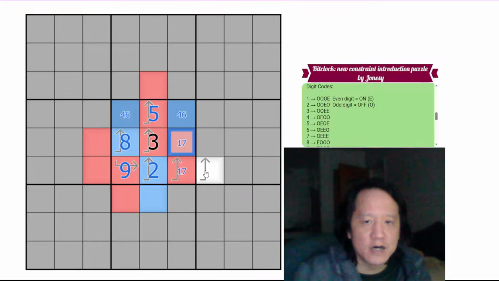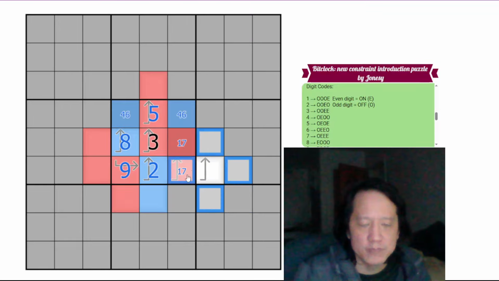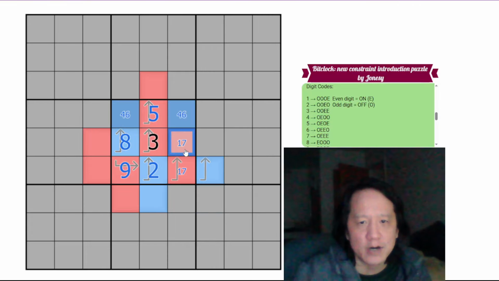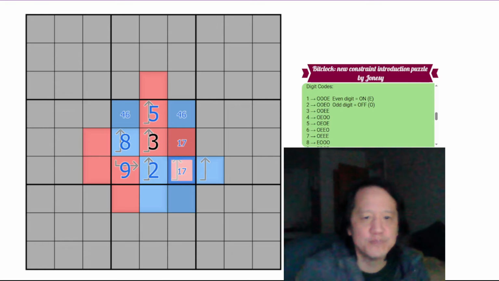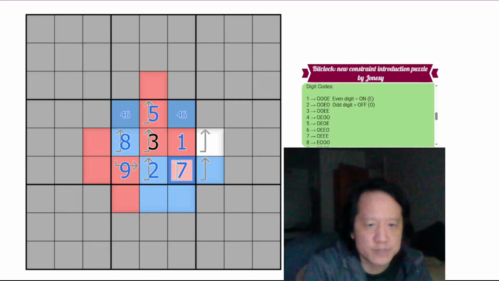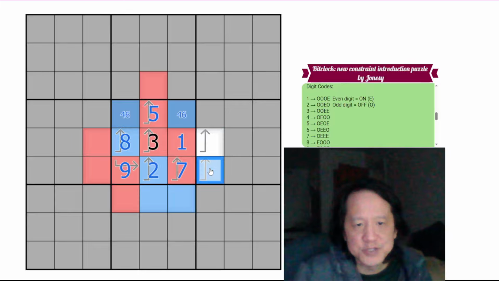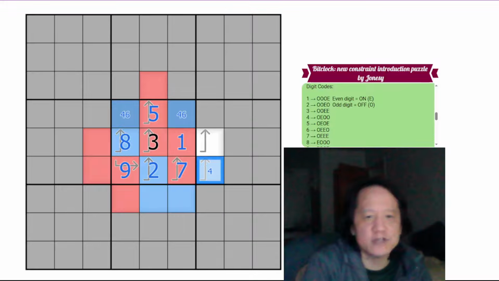1 is odd, odd, odd, even. 7 is odd, even, even, odd. Well, this 4th bit, which is the ones bit, is turned off. So this must be an even digit. Well, now this must become odd, even, even, even, which makes this 7. So this is 7, this is 1. This is an even digit here. It can be 4, 6, or 8.